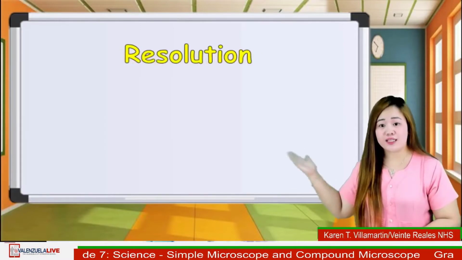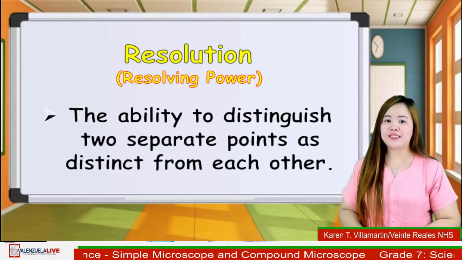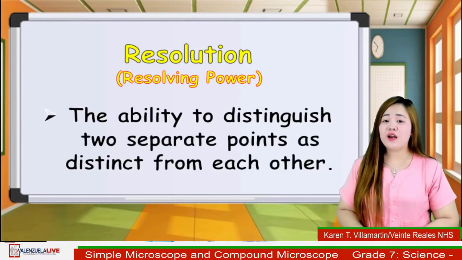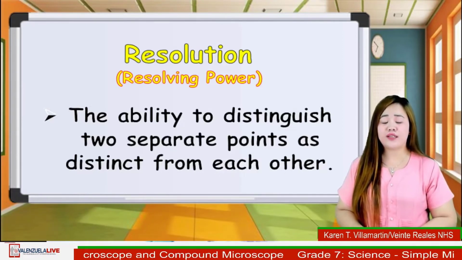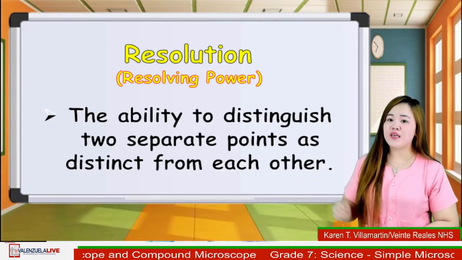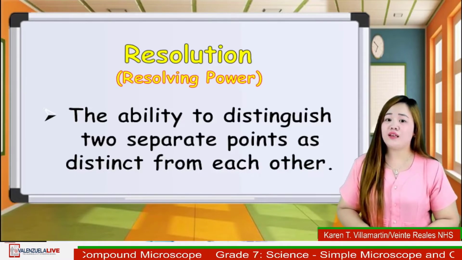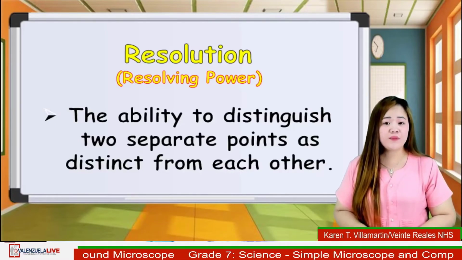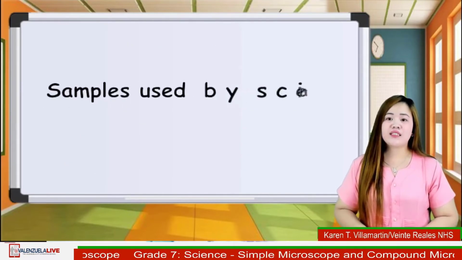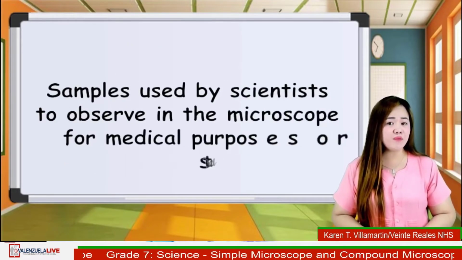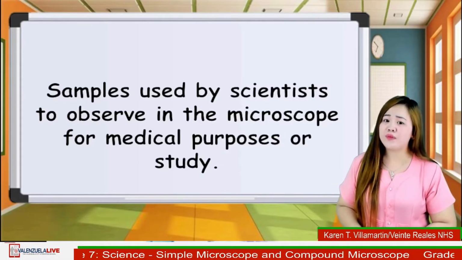Next is resolution. It is the ability to distinguish two separate points as distinct from each other. Resolution depends on the distance between two distinguishable radiating points. A microscopic imaging system may have many individual components, including a lens and display components. Resolution has nothing to do with the magnification. Then, what do we call the sample used by scientists to observe in the microscope for medical purposes or study?